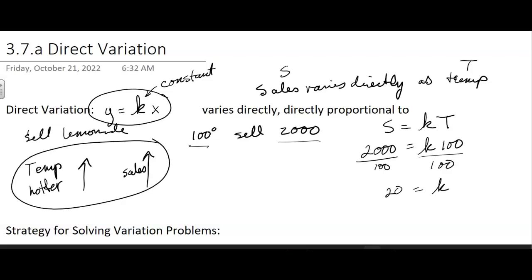Then you can write a model, S equals 20 times T. So then if you know what the temperature is, you can multiply it by 20 and you can predict what your sales are going to be. That way you know how many lemons to buy and how much sugar to buy and things like that. Okay? So that little example with the lemonade is how direct variation works, and it's pretty much how we set up all the problems. Just one thing I want to mention: they can say varies directly or is directly proportional to, something like that.